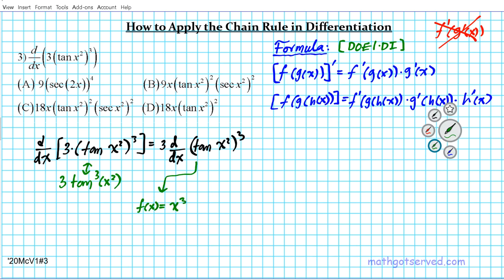Some textbooks refer to it as f of u. So it's like u to the third. And then the inner function is your composite function g of h. For the sake of simplicity, let's just call it g for now. So g of x is tan x squared. So you differentiate both. The derivative of the outer function is 3x squared.